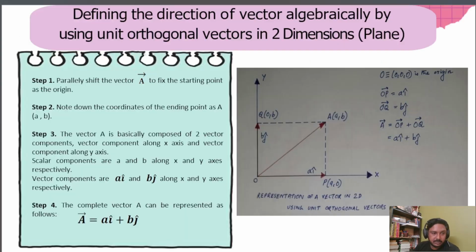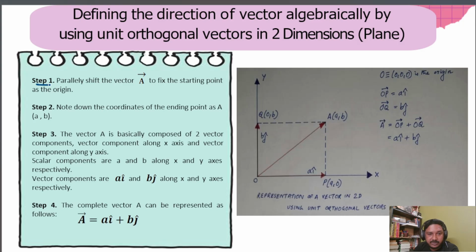Now let us see what to do if we have to represent a vector in 2 dimensions. So it is basically a special case of the 3 dimension, in which we are not considering the z-axis. Simply ignore the z-axis in the previous solution, and you will get the concept of how to represent a vector in 2 dimensions. In 2 dimensions, instead of 3 coordinates, we will have just 2 coordinates, x and y. So the steps are quite similar.